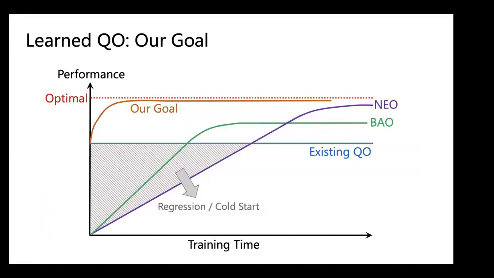Well, we can summarize here. We can see that Neo converges very slowly, but it could gradually approach the optimal if we train for a very long time. BAO's performance ceiling is a bit lower. It has less freedom than Neo. But it converges fast. Both of them need a long time to approach the performance of an existing optimizer. This is called the cold start or regression problem. What our goal targets is maybe at the very front, we can stand at the similar bar of an existing optimizer and then gradually train fast to approach the optimal plans. But how to achieve this? Okay, let me tell you in the second part.